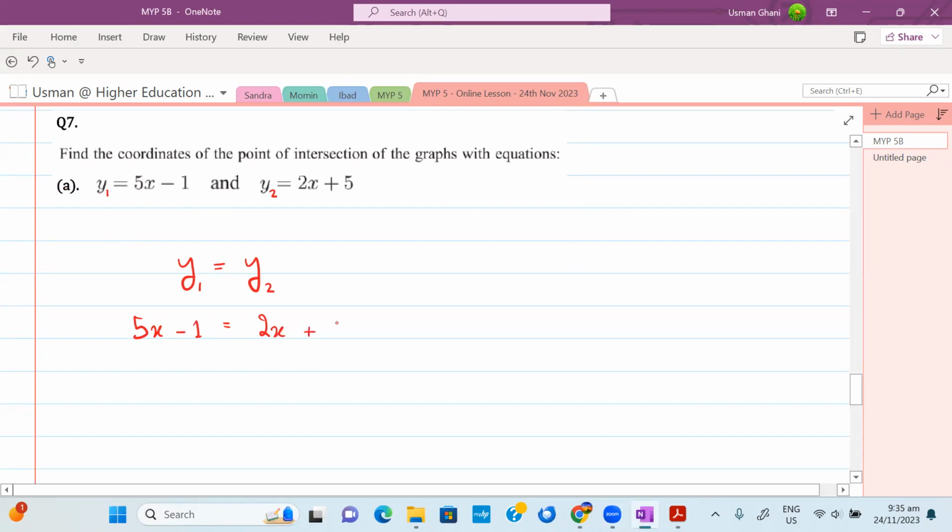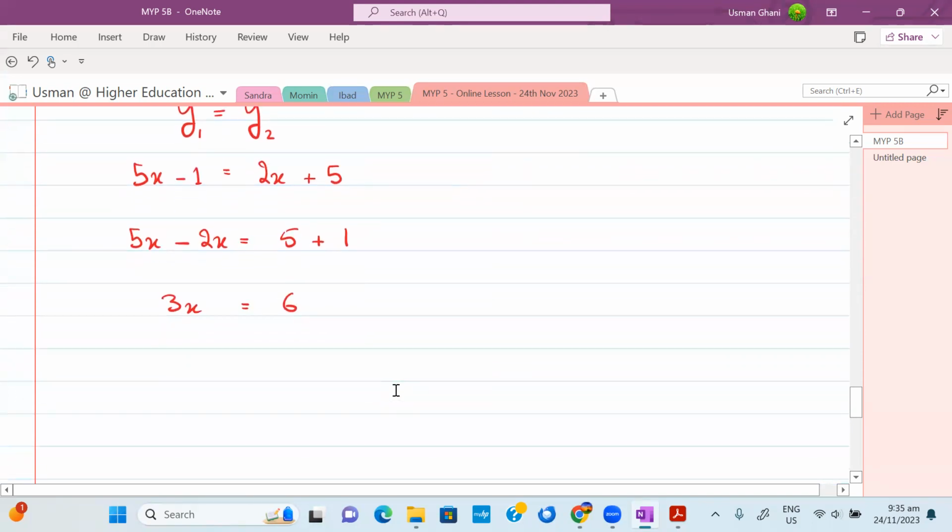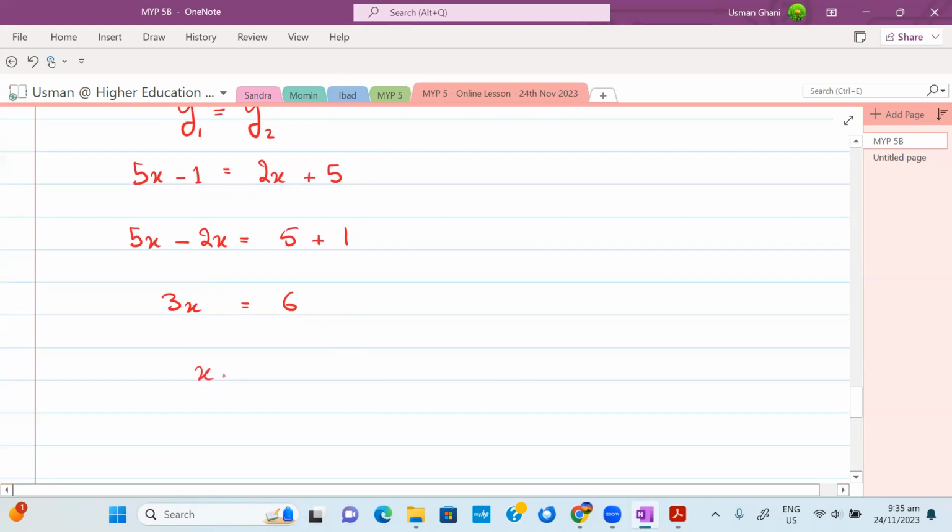Okay, right? Now move the 2x here. Move all the x's on one side and all the numbers on the other side, okay? So I'm gonna do 5x minus 2x is equal to 5 plus 1. And this is gonna be 3x is equal to 6, whereas x is just gonna be equal to 2. Now, do you stop here?